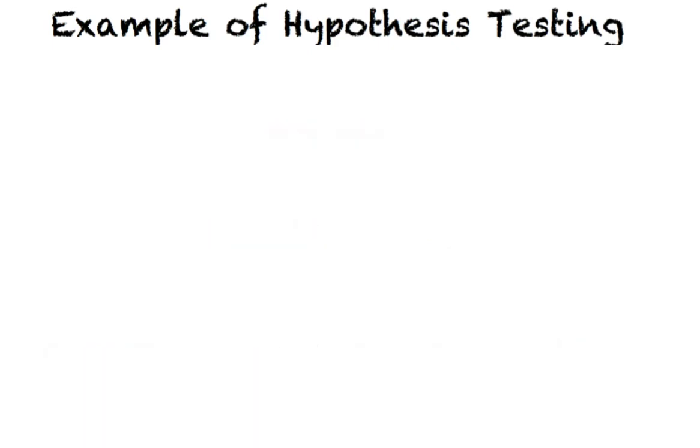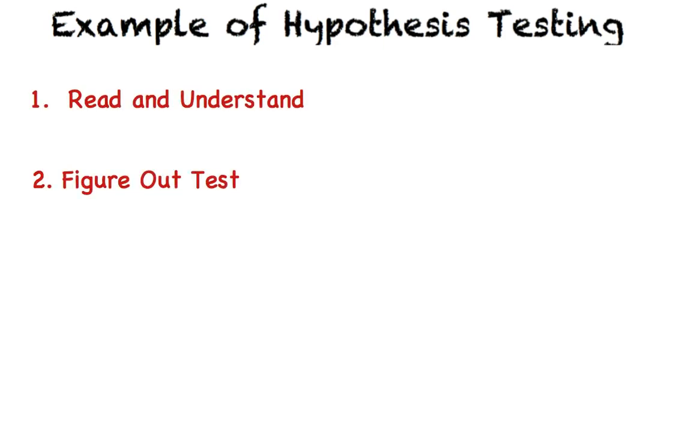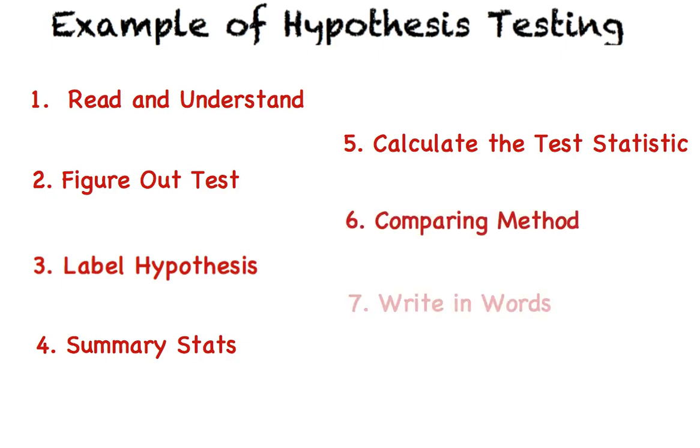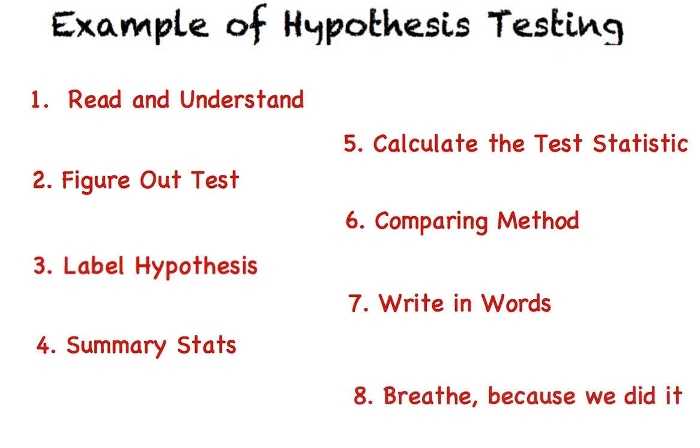Do you remember the 8 steps? Read and understand. Figure out what test to use. Label the hypothesis. Summary stats. Is this the same as descriptive stats? I believe it is. Calculate the test statistic. Do a comparing method. Write what was decided in words without using words that make us sound like we are 100% sure that is the right answer. Breathe because we did it. Correct. Let's go into an example.